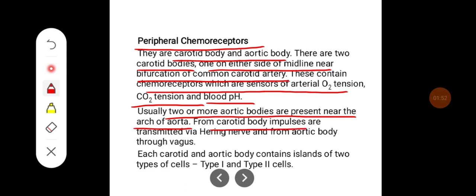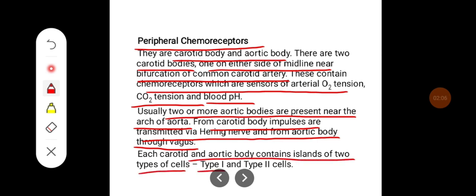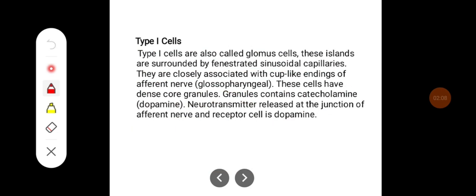From carotid body, impulses are transmitted via Hering's nerve and from aortic body through the vagus, that is respectively 9th and 10th nerve. Each carotid and aortic body contains islands of two types of cells, that is type 1 and type 2 cells. Type 1 cells are also called as glomus cells. These islands are surrounded by fenestrated sinusoidal capillaries.